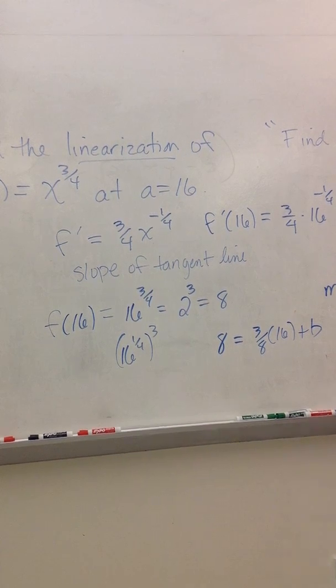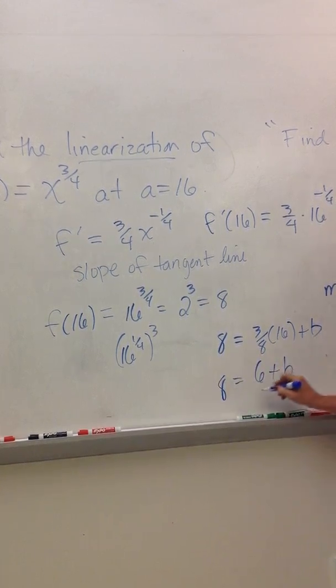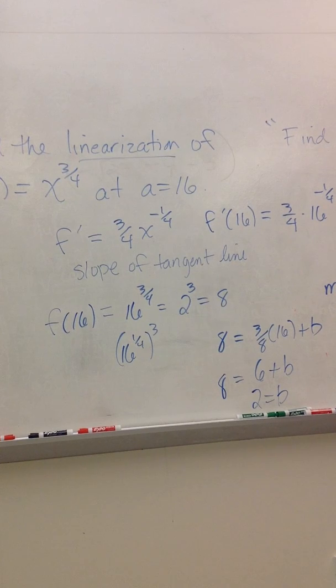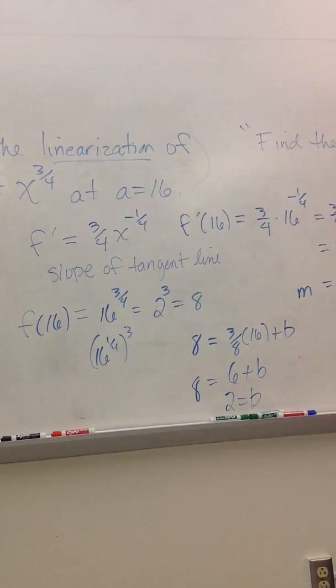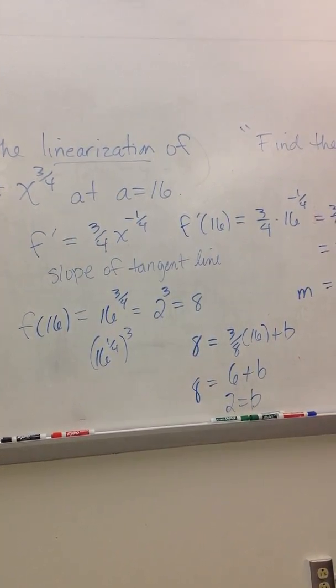Or you could do your point slope form, but just don't forget to finish it off. So what do we get? 2 equals b, I think. Because 8 divides into 16 to get 2, and then 3 times 2 is 6. And then subtract, and you get y equals 3/8 x plus 2.